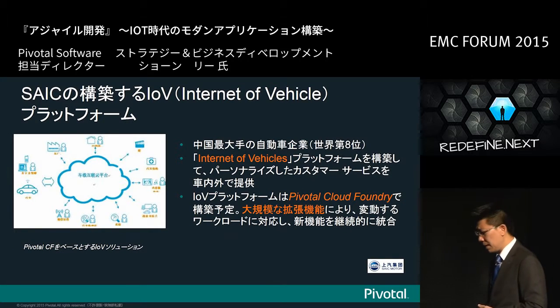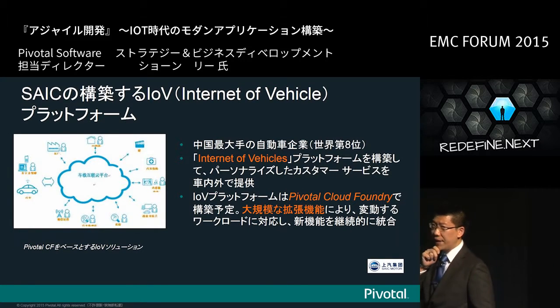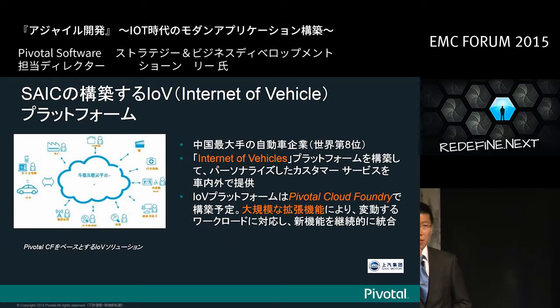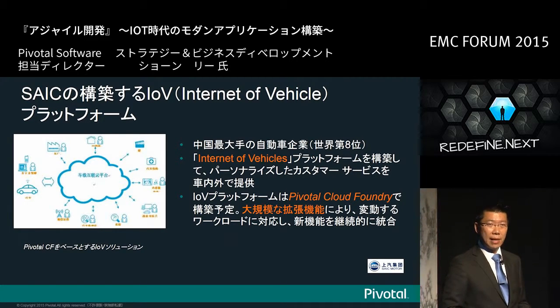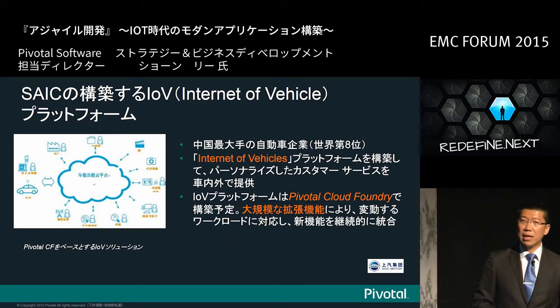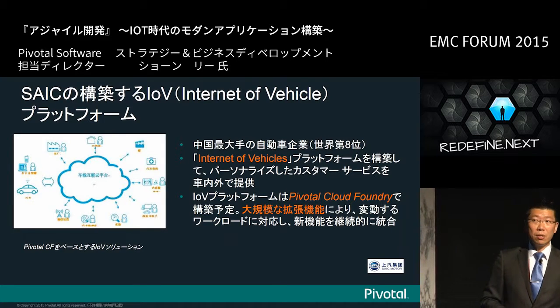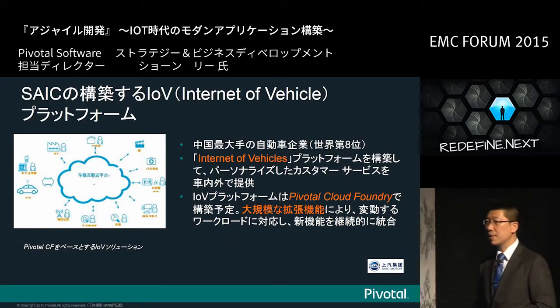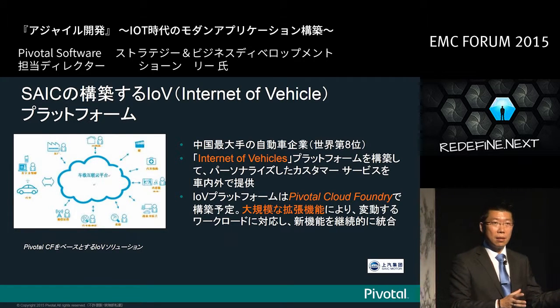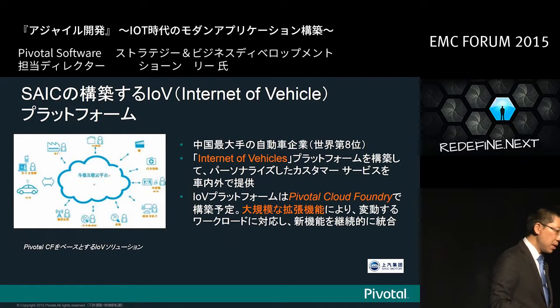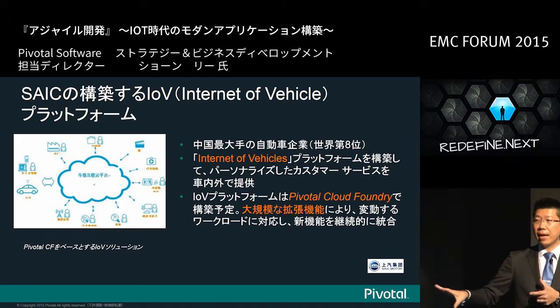Well, here's another example. This is also an auto manufacturer. This is not a Japanese one. This is not a German one. This is a Chinese company, right? They are the largest auto manufacturer in China. They're also the eighth largest in the world by the number of cars that they produce. This is Shanghai Auto, or Shanghai Motor. Now, instead of focusing on the front end, which is what Mercedes focused on, these guys focused on the back end, right?